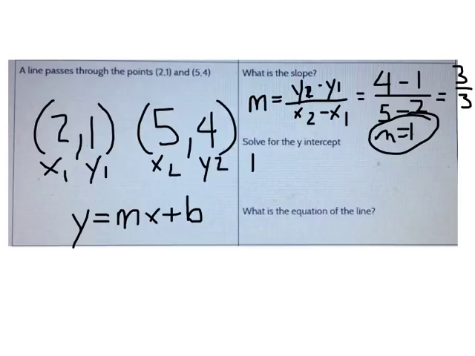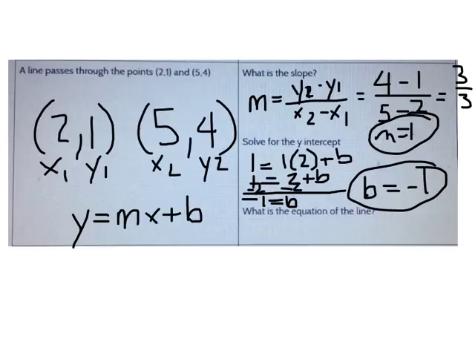So I could say that 1 equals 1 times 2 plus b. Go ahead and solve that equation for b now. b equals negative 1. Now I can write my equation in slope-intercept form. Go ahead and enter your equation. y equals 1x minus 1, or just y equals x minus 1.